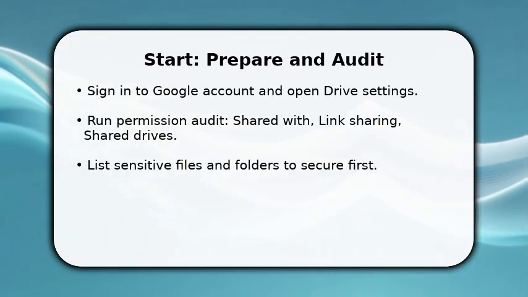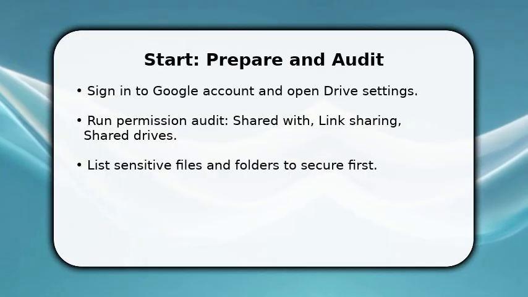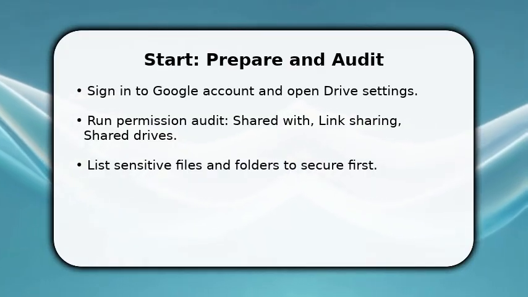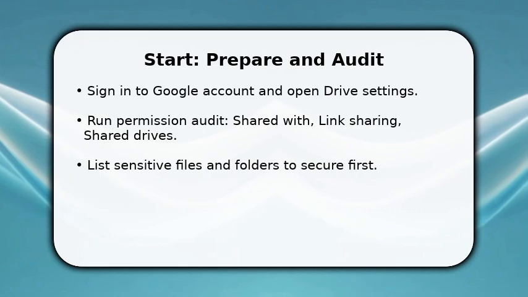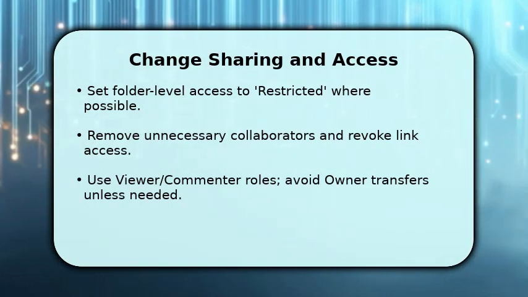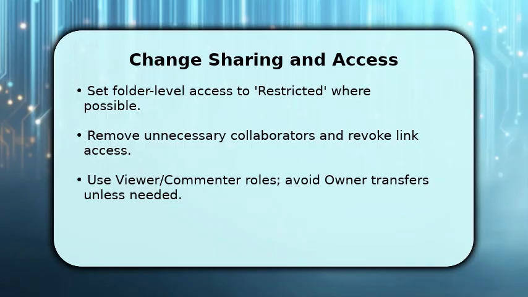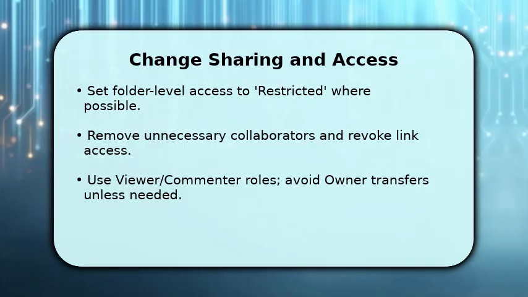Once done, make a short list of items to change and open the sharing panel for the top priority folder so you can apply permissions consistently across related files. Next, change sharing and access settings for each prioritized item. You revoke link sharing and set folders to restricted so only specific people can open files.